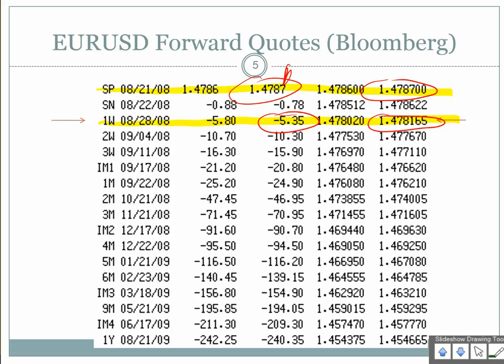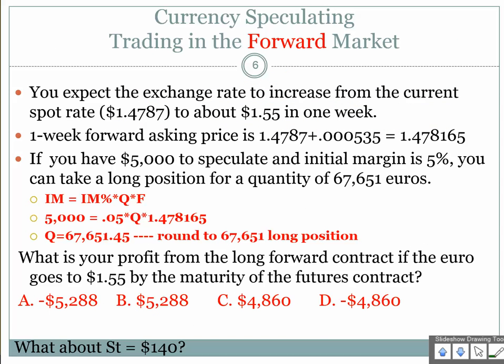So we can say the euro in this case is at a forward discount, is getting cheaper to buy for later maturities. So back to our example, we have inside information the euro is going to appreciate to about $1.55 from the current spot price. So what is our profit if we use our $5,000 to buy euros?